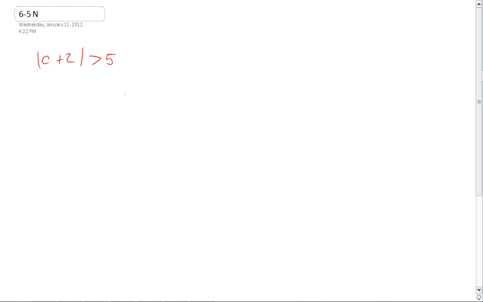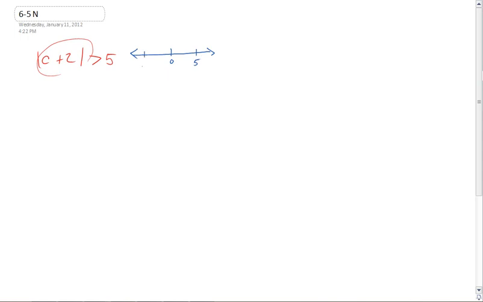Okay, so the first thing I want you to remember is that absolute value means the distance from 0. So this is saying that c plus 2 is more than 5 spaces away from 0. Now, keep in mind this is not the answer, this is just Mr. Bowata thinking in his head.